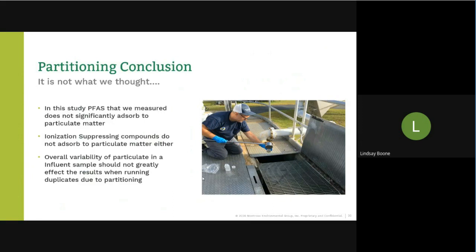So for the partitioning portion of this study, the conclusion is not what we originally thought. In this study, the PFAS that we measured don't significantly absorb on the particulate matter. So that's only the PFAS that we were able to measure in this study. And the ionization suppressing compounds don't absorb on the particulate matter either. They're more in that aqueous or the whole sample because they're pretty water soluble. And the overall variability of particulate in an influent sample shouldn't greatly affect the results when running duplicates due to partitioning behavior.